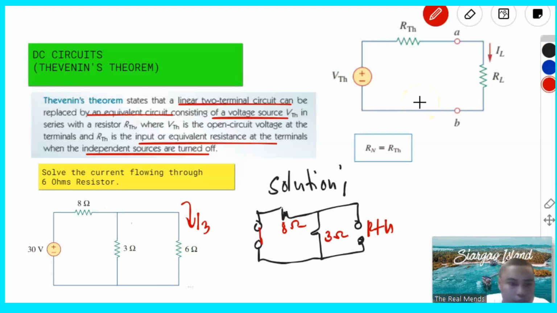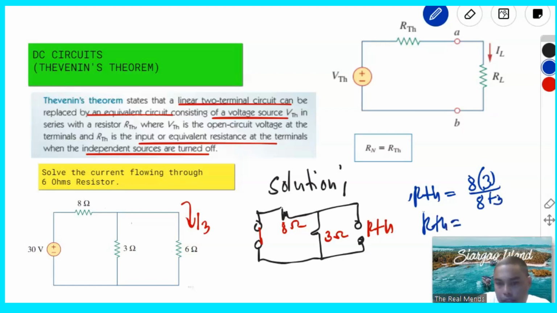And then this one, we shorted this power supply. From that, these two resistors, again, are connected in parallel. So, thus, our RTH is equal to 8 times 3 over 8 plus 3. And that gives us 24 over 11 ohms.